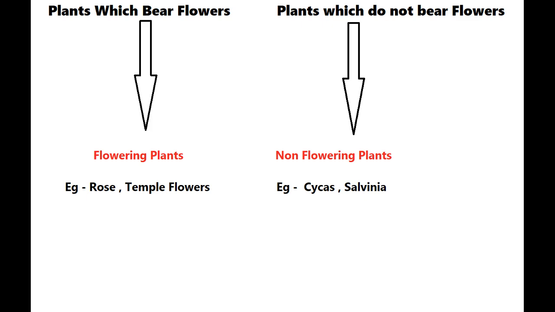Cycas, salvinia, these are the examples. Understand, children? So remember, hereafter we are not going to say plants which bear flowers or plants which do not bear flowers. Straight away we can say flowering plants and non-flowering plants.